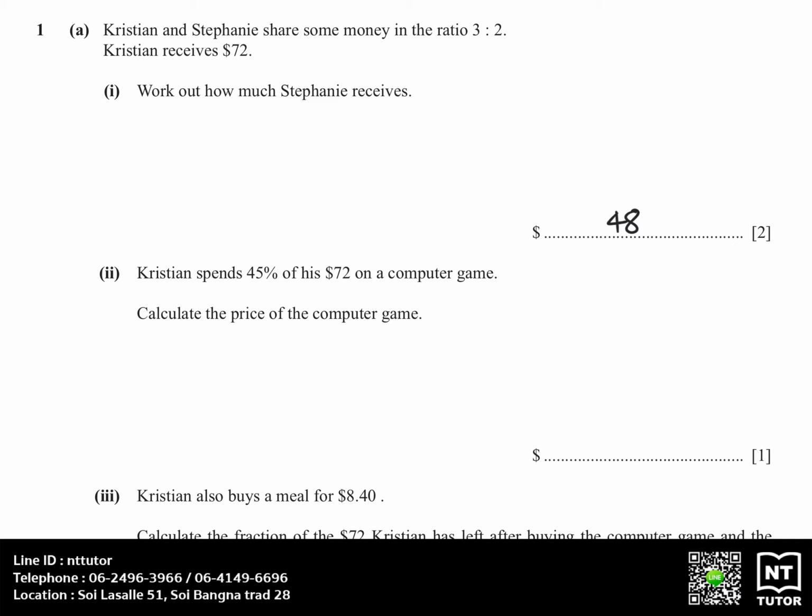Another way to think about this is from the fact that the ratio is 3:2. This means that if we divide the amount that Christian gets by the amount that Stephanie gets, it should equal 3/2. Since Christian received 72, 72 divided by the amount that Stephanie gets should equal 3/2. And we can use the equation here to solve for S, which is the amount that Stephanie gets.